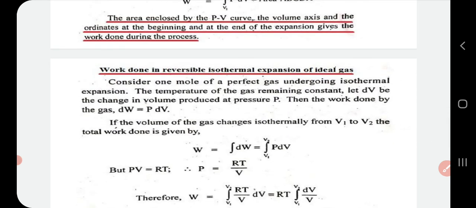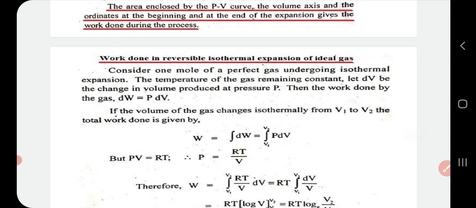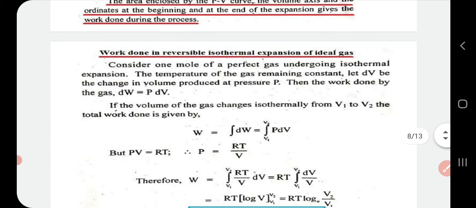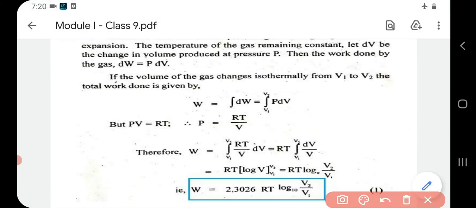Now this is an important one: work done in a reversible isothermal expansion of an ideal gas. This is a derivation that is most probably asked. Here, let the small expansion in volume be dV, and so the small amount of work done is dW equal to PdV, that we have already seen. Now suppose that the volume of the gas changes from V1 to V2, then the total work done W will be the integral of dW, that is, integrate from initial volume V1 to final volume V2 of PdV. Now you know that PV is equal to RT, the ideal gas equation.